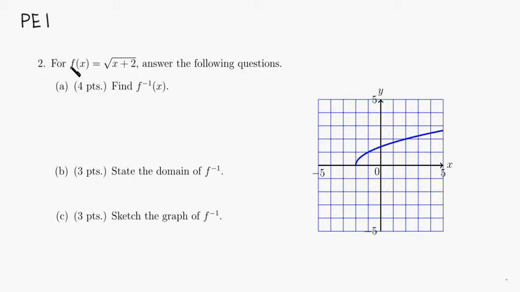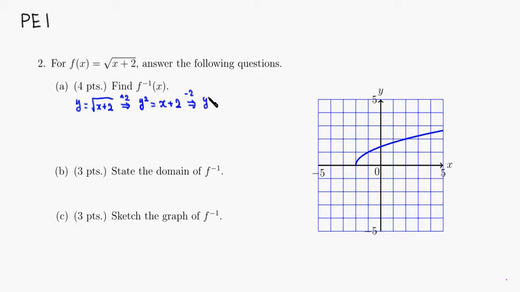First step was to replace f of x by y, so I'm going to do that. y equals the square root of x plus 2. Then we need to solve for x, so I'm going to square both sides so that we can get rid of the square root. So you have y squared is equal to x plus 2. Then I'm going to isolate x by subtracting 2 from both sides.